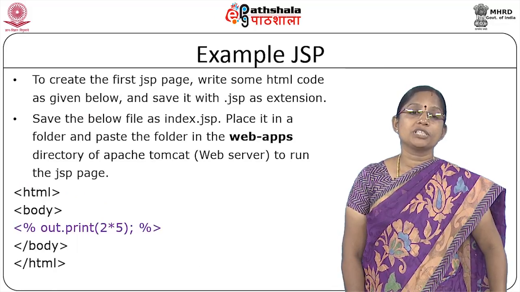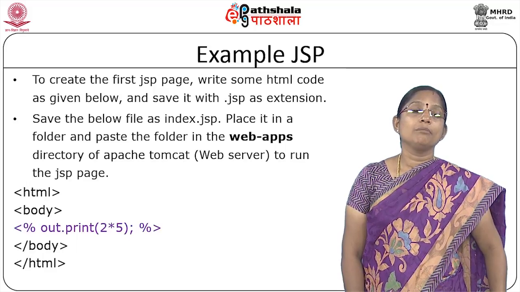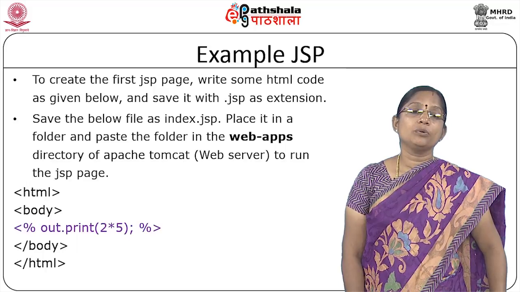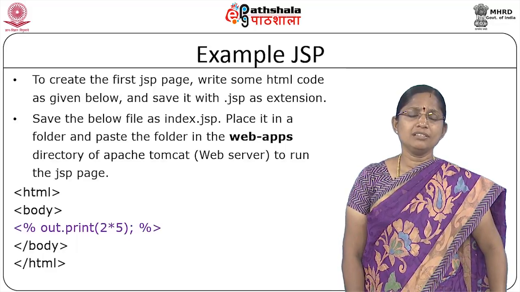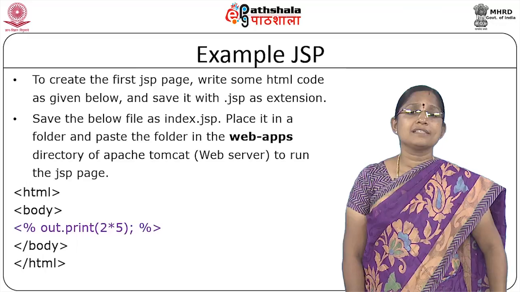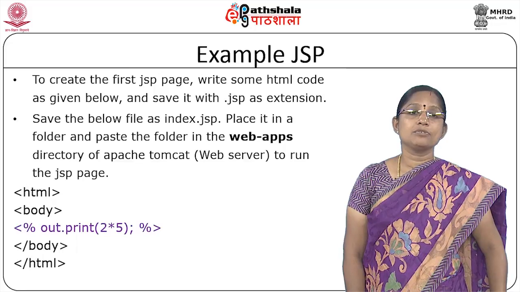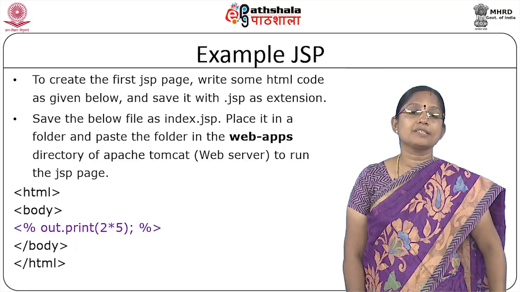You just go through the code which has been given here. This looks like HTML code, but actually this is a JSP page, because I told you already that a JSP page is a combination of HTML tags as well as Java code. Some HTML code has been given below. Let us save it with .jsp as the extension for this file. In this case, let us save it as index.jsp. Let us place it in a folder and paste that folder in the web apps directory of Apache Tomcat in order to run this JSP page.